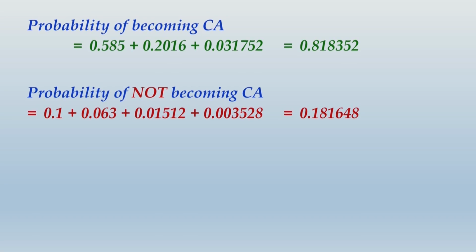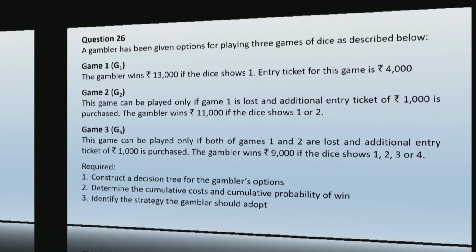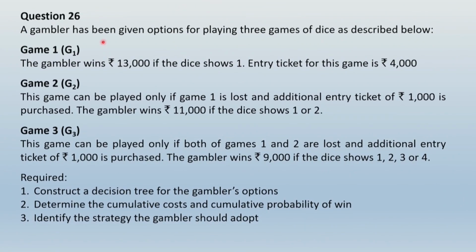Alright friends, once you have completed writing this entire solution, let us move ahead and take up the next question. That will be question number 26. Let us read this question. A gambler has been given options for playing 3 games of dice as described below. The gambler wins rupees 13,000 if the dice shows 1. Entry ticket for this game is rupees 4,000.